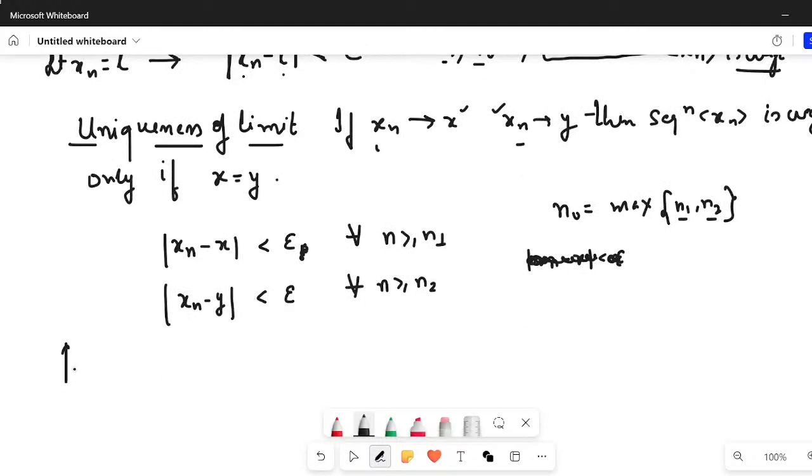So another thing that I want to see is modulus of x minus y. So instead of writing modulus of x minus y, let me write xn minus x. And let's do one thing, let's make this epsilon by 2 and this epsilon by 2. So if I am giving you an epsilon, if I am saying that my sequence is convergent, then for a given epsilon, I must be able to give you an n1.